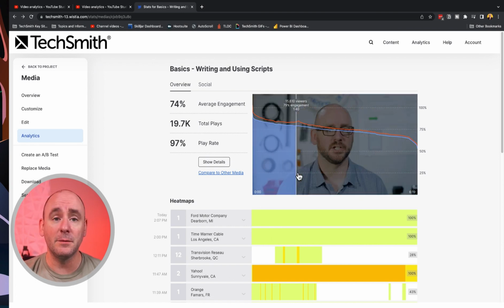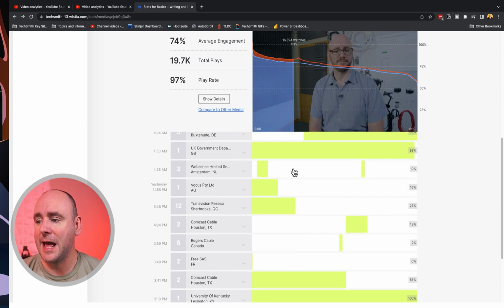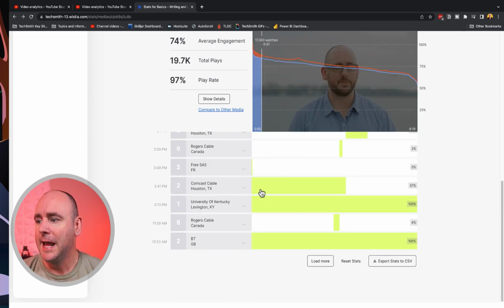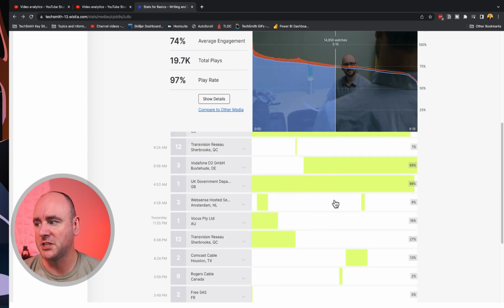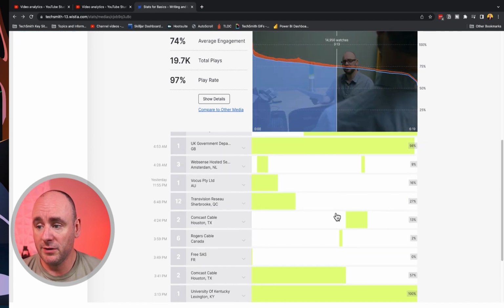The other thing that Wistia is going to provide is what are called heat maps. As you look at the heat maps, there are these bright colors, and it's showing me what parts of the video people watch. So you can see some people are watching almost everything. Some people are skipping around. Some people are rewinding.